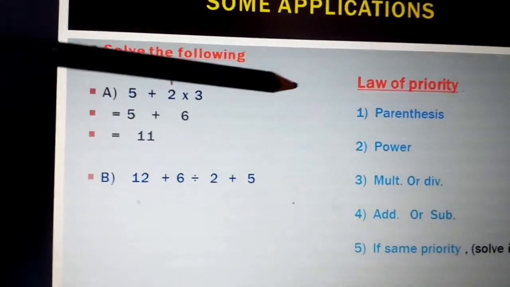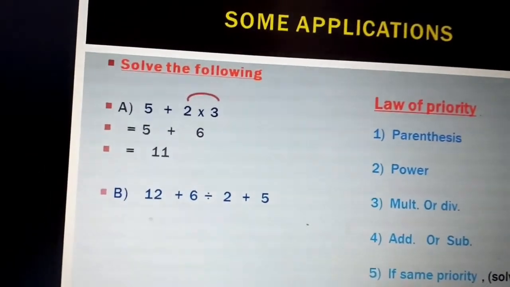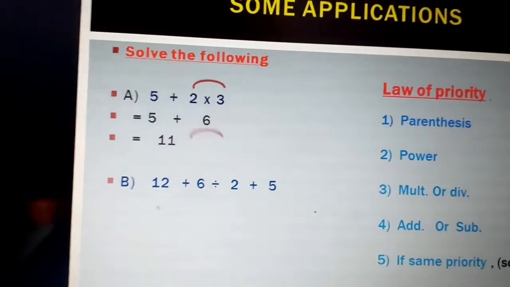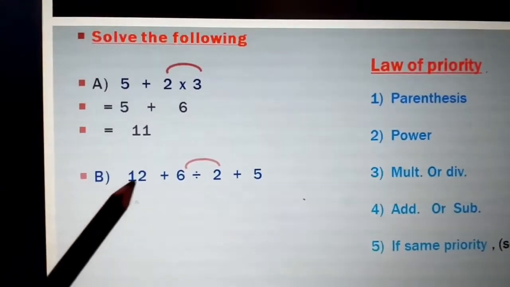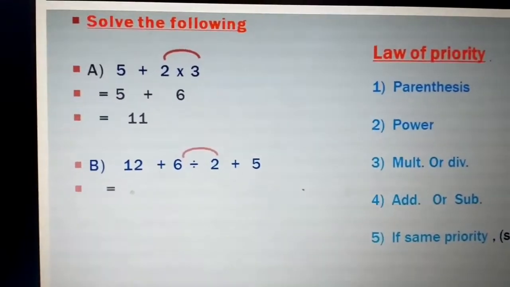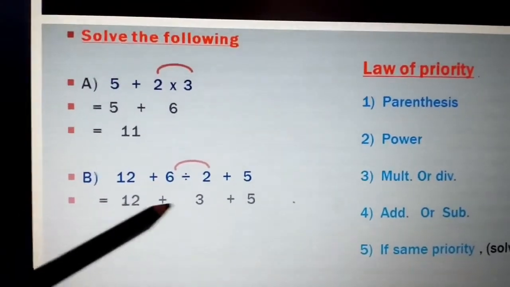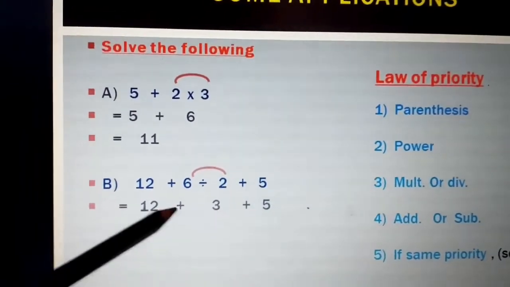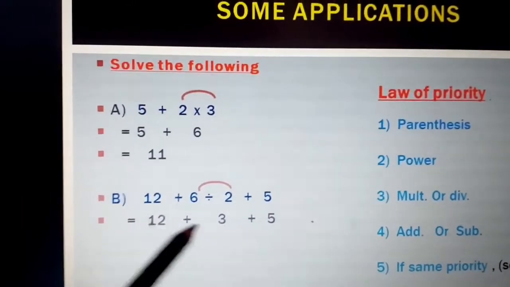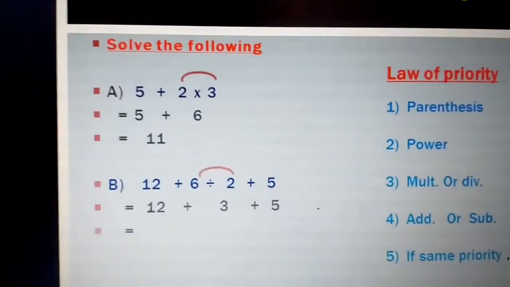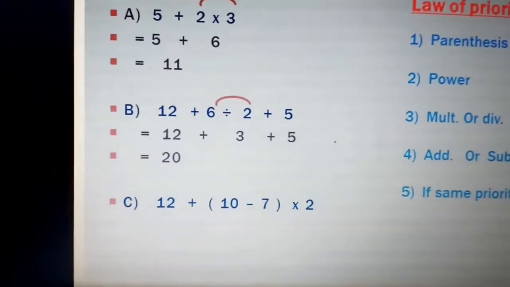Now the second expression: we have addition, division, addition. According to the law, division is the strongest. So I must solve this one first. I put an arrow above it. You can do like this, as I made. So 12 plus 10 stays in its place, 6 divided by 2 equals 3, and plus. We finished the division. What do we still have? Addition. Since all of them are addition and small numbers, we can add all of them quickly. 12 plus 3, 15 plus 5 equals 20. My answer is correct.